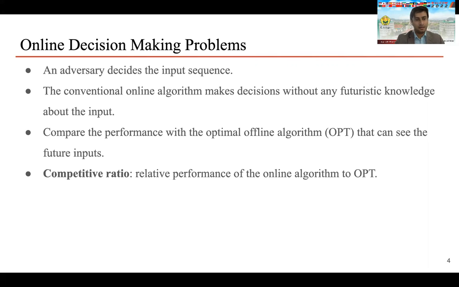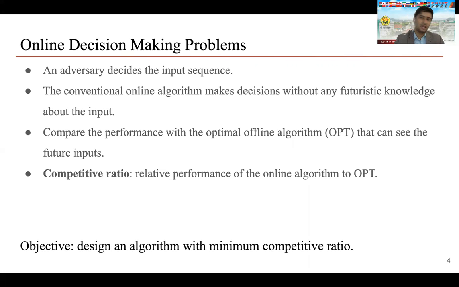We define a term called competitive ratio, which is the relative performance of the online algorithm to the offline optimal algorithm. Our objective while designing the algorithm is to design an algorithm with the minimum competitive ratio. That means, in other words, the lesser the competitive ratio is, the better the algorithm is.